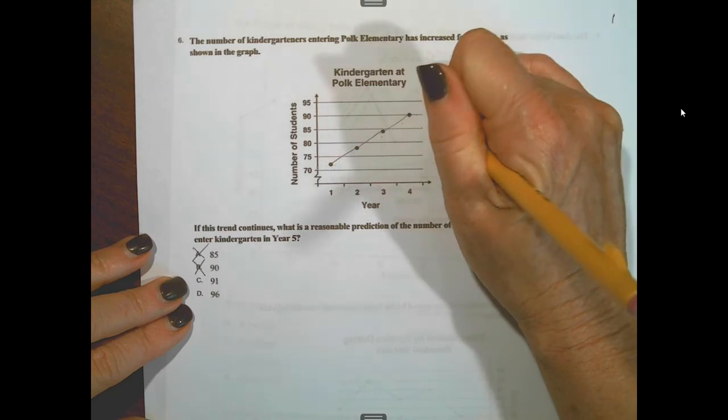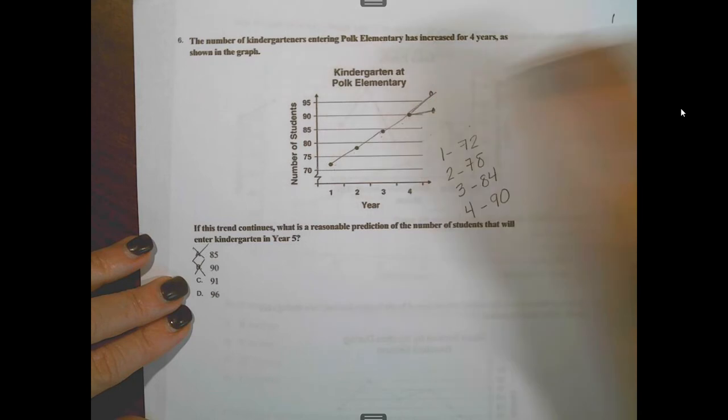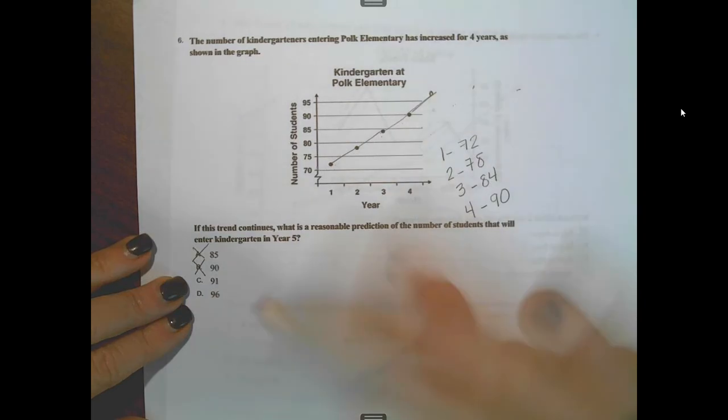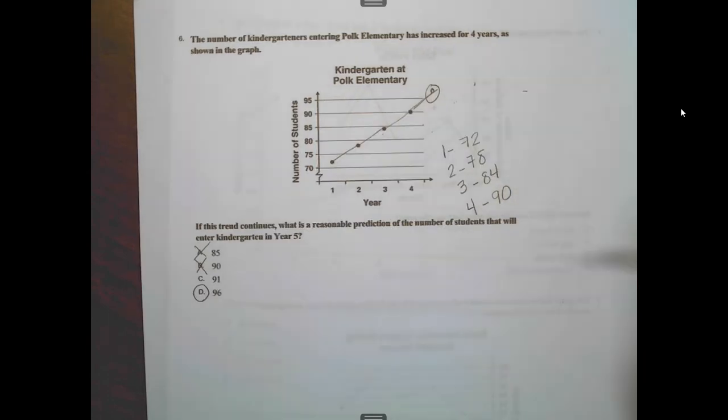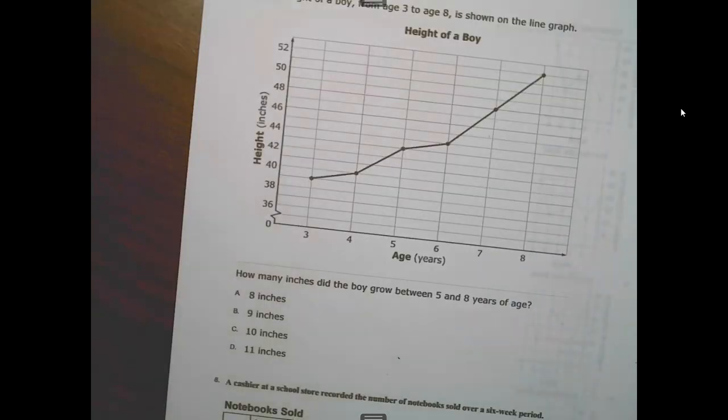So if year 5 we were at 91, it would look something like that, and 96 would look something like this. And 91 would almost be evened out. It would almost be one more student versus a line that would look like this. So again, understanding trends and lines, this one's going to be my better choice. So 96 is going to be what I'm going to predict. All right. It's about 5 students every, give or take 1 or 2, every year that are increasing in enrollment for kindergarten. All right, number 7.